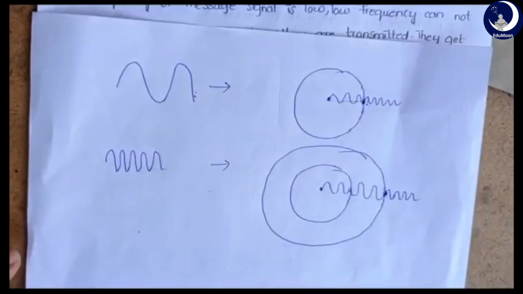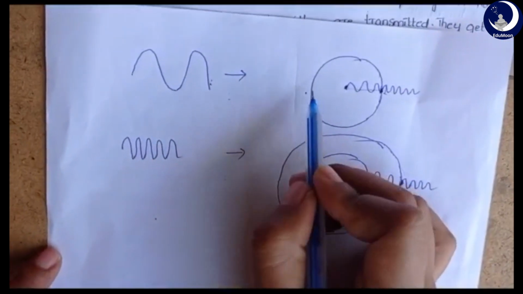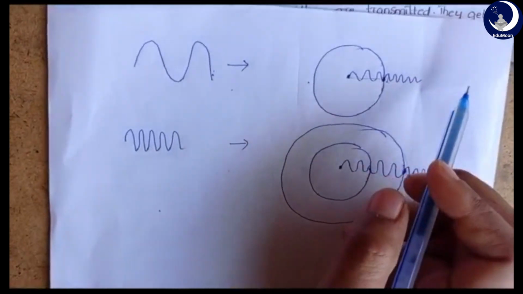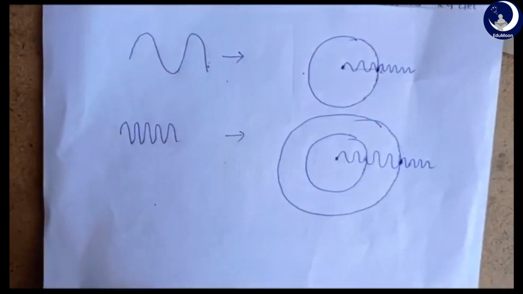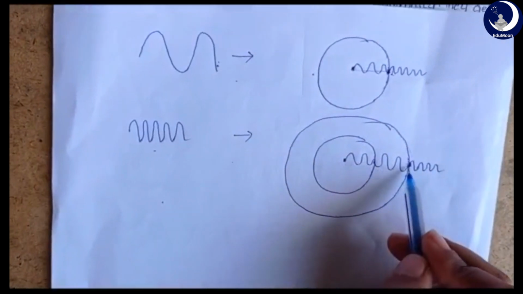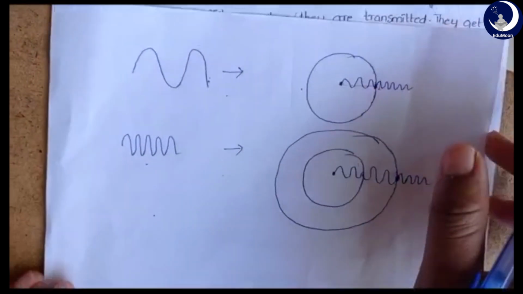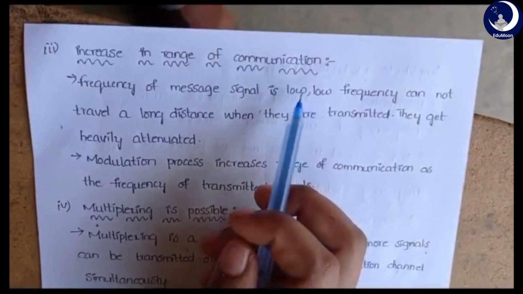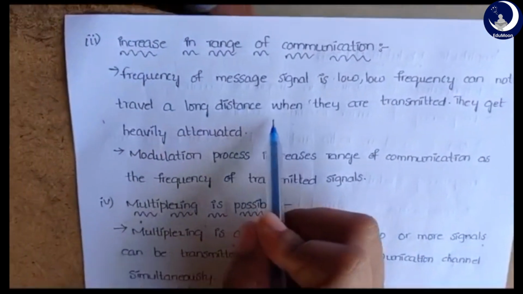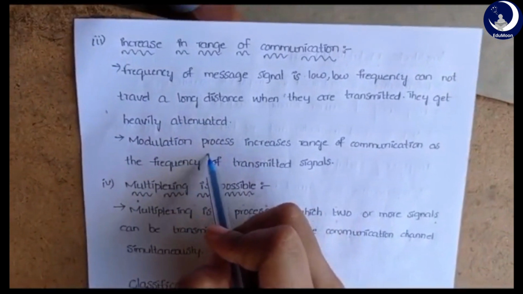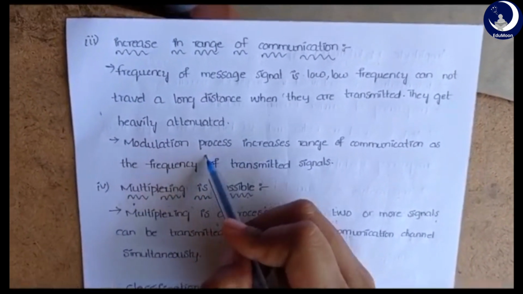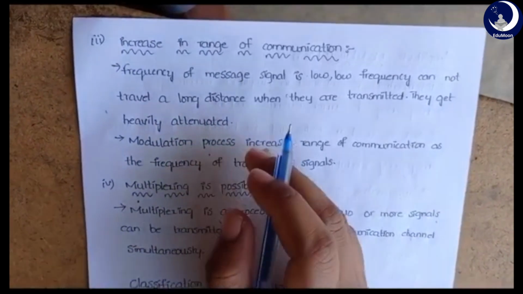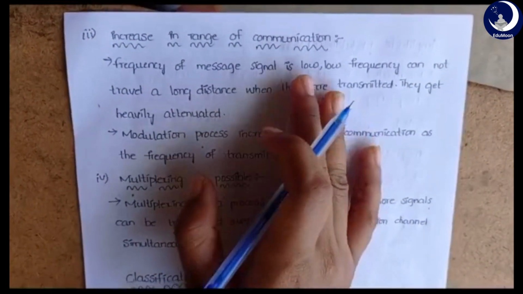In the same way, when you transmit a low frequency signal, it will travel up to some particular distance and then get attenuated. But when you send a high frequency signal, it will travel a longer distance compared with the low frequency signal. So the frequency of the message signal is low, which means low frequency signals cannot travel a long distance. So when we use modulation, there will be an increase in the frequency of the transmitted signal, which in turn results in an increase of the range of communication.